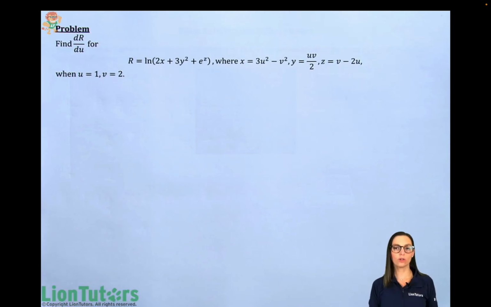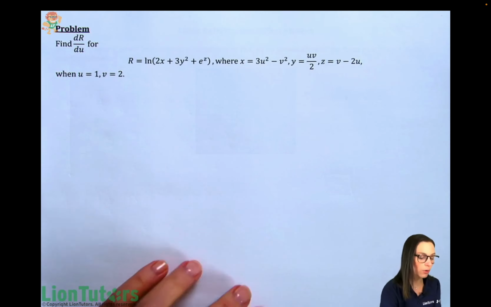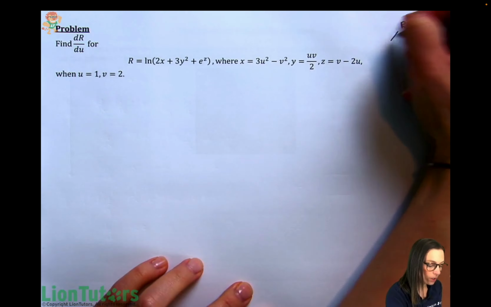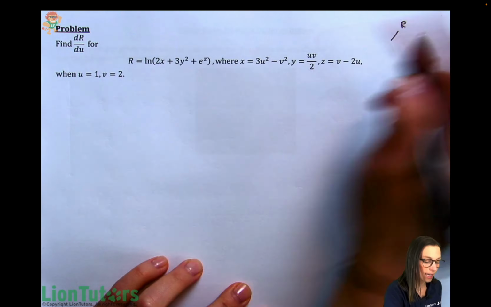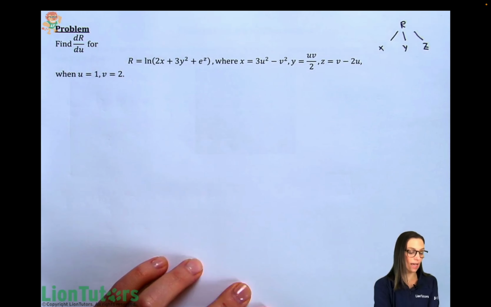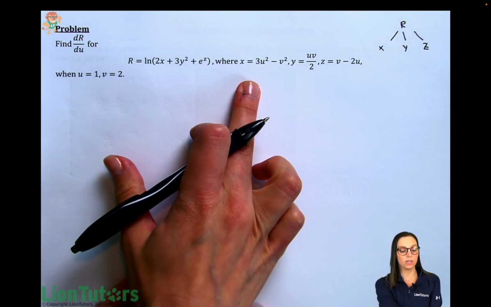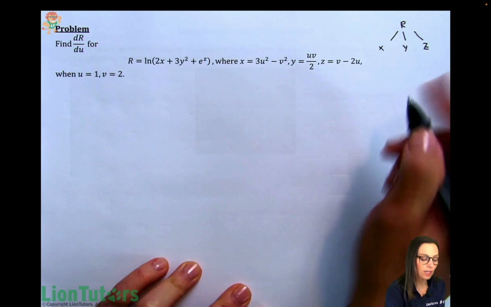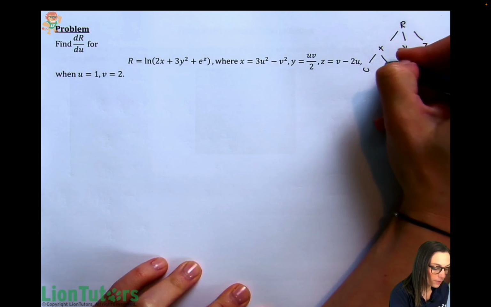Here, overall, we're looking for dr/du, and we start with our r, which is a function of x's, y's, and z's. And x is a function of u and v, y is a function of u and v, and z is a function of u and v.